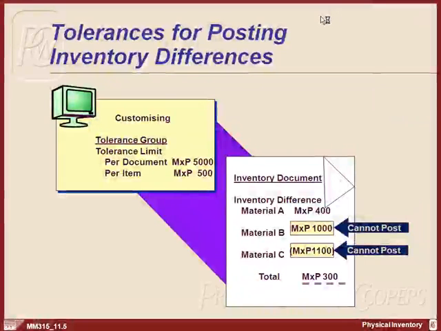So what happens once the tolerances are assigned to the tolerance group, which is in turn assigned to the user ID? Your user ID will have authorization to post a document if it is within the permissible limit, or an item if it is within the permissible limit. A store's assistant may have authorization for posting differences with a lesser value than the store's manager.